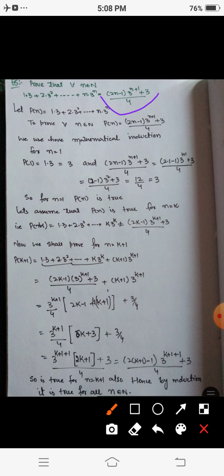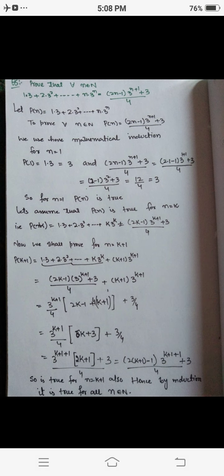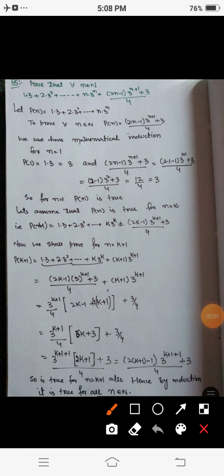Now let P of n equal 1 into 3 plus 2 into 3 square plus so on to n into 3 raised to power n. That is the given statement. We have to prove that for all n, P of n is (2n minus 1) into 3 raised to power n plus 1, plus 3 upon 4. Here the given statement contains n, so we will use mathematical induction. For mathematical induction we prove the result for the smaller values of n.